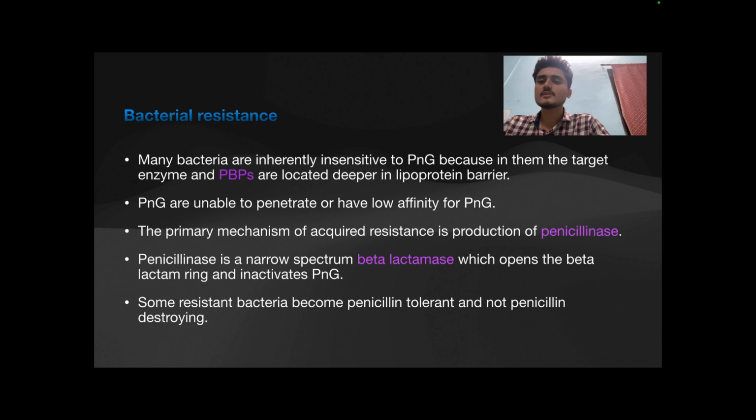The primary mechanism of acquired resistance is production of penicillinase. Penicillinase is a narrow spectrum beta-lactamase which opens the beta-lactam ring and inactivates penicillin G, so it cannot produce its action. Some resistant bacteria become penicillin tolerant and not penicillin destroying.